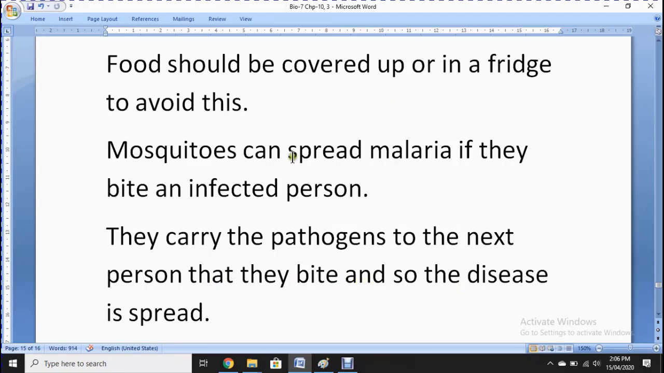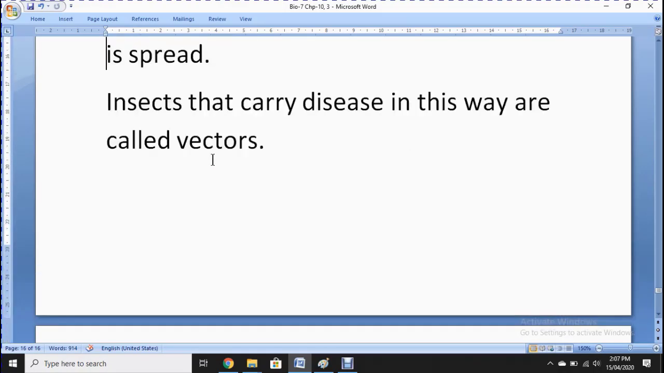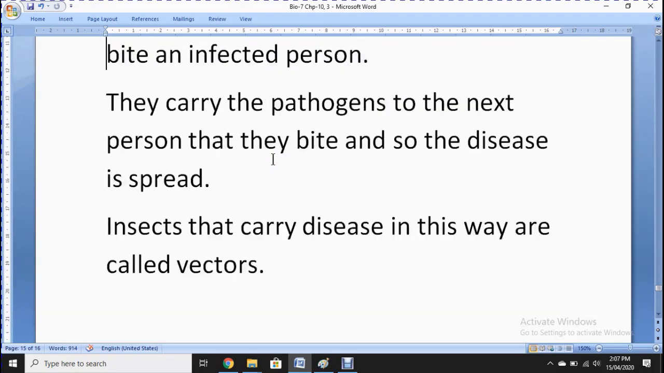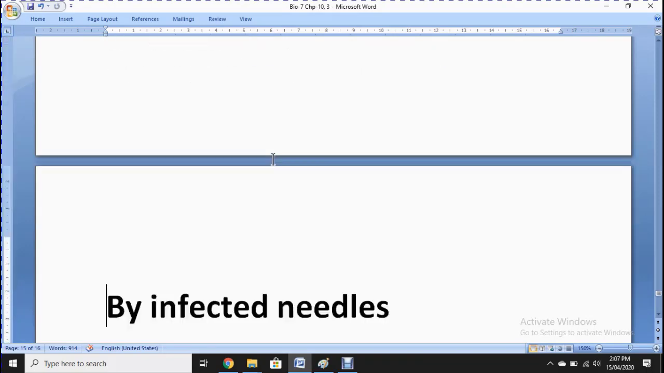Now this mosquito that bit an infected person moves toward a healthy person and bites them. What this mosquito does is transfer the disease or pathogen from the infected person to the healthy one. Insects that carry disease in this way are called vectors. It means the mosquito here is a vector.